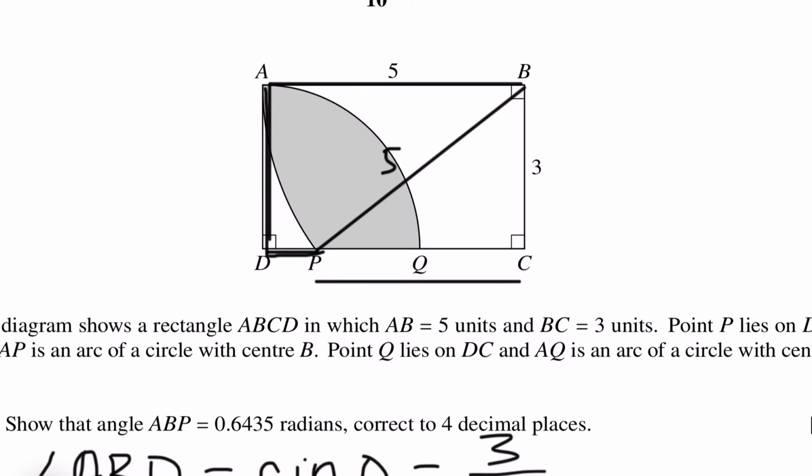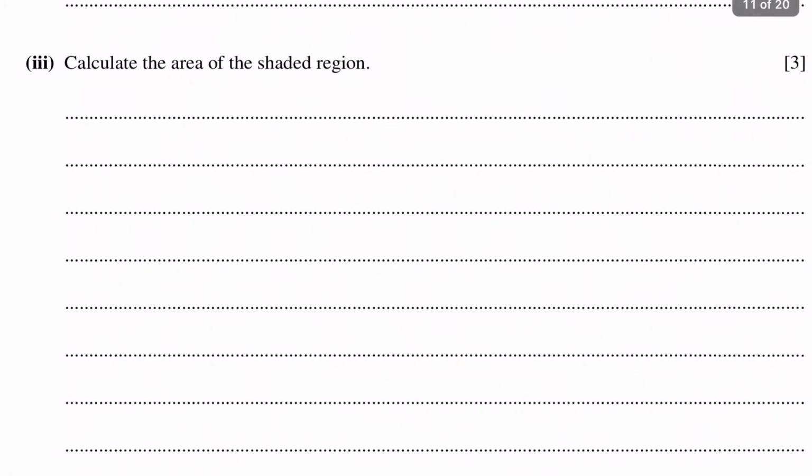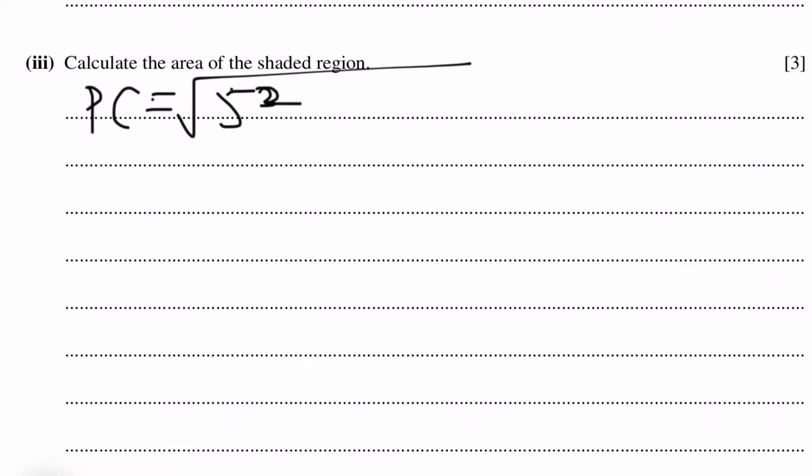And we'll calculate the area of the trapezium and subtract the area of BAP from that trapezium to get this small section. Now I mentioned that the length of PC should be equal to the square root of 5 squared minus 3 squared. This is equal to 4.